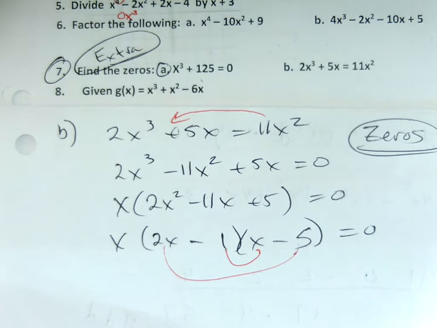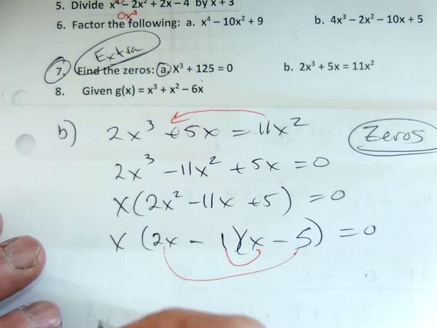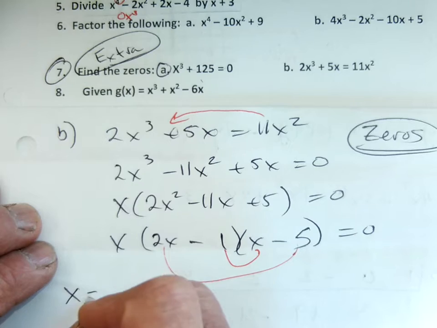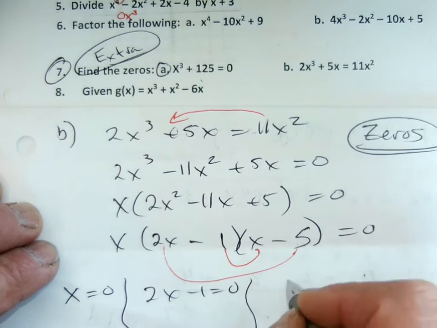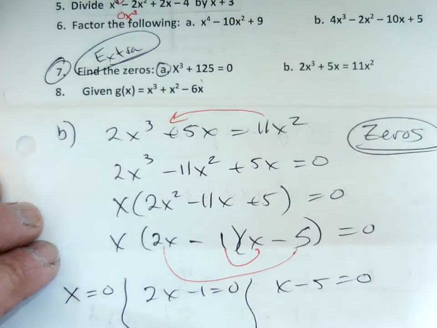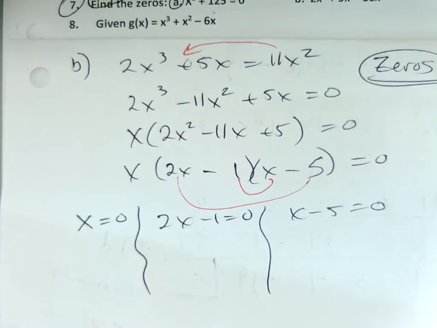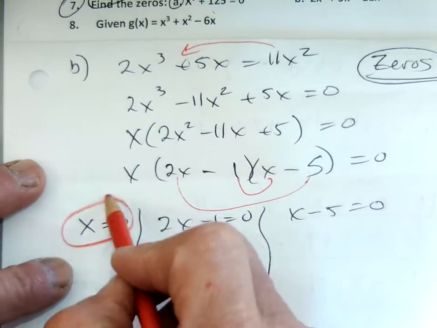All right, now I'm not done because I need to find zeros. Well, that's easy. Mini equations: x equals 0, 2x minus 1 equals 0, and x minus 5 equals 0, right? There's my mini equations. And I solve. Well, this one's already done. x equals 0 is done. Boom, one answer.